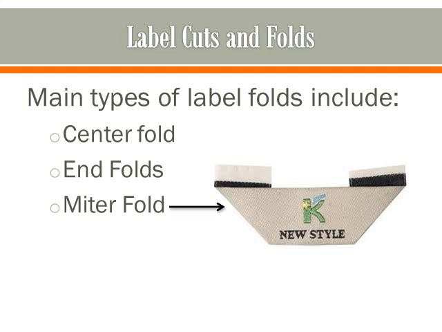Okay, label cuts and folds. The three main types of ways that labels are folded once they're produced are center fold, end fold, and then a miter fold. And this picture right here is an example of your miter fold. And this label also has the fuse cut across the top and the bottom, and then the ends here are not finished because they're going to be stitched down.